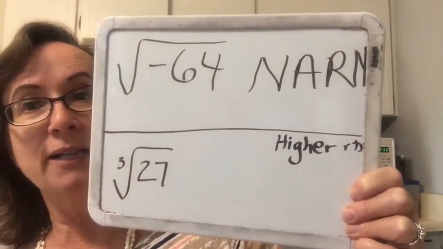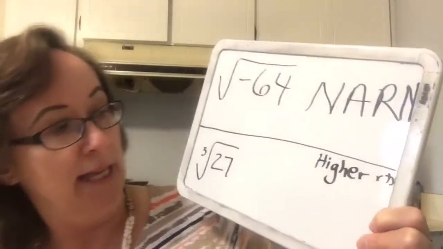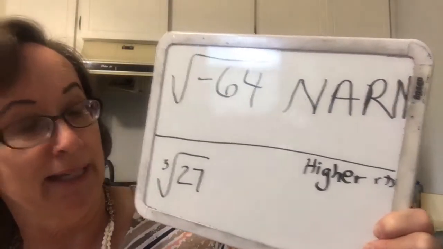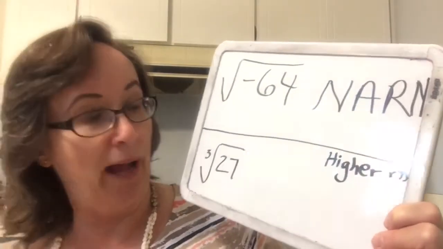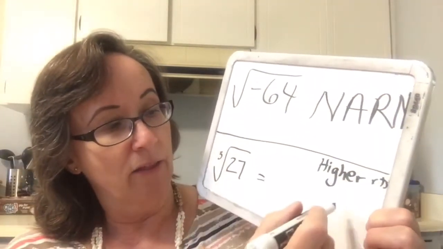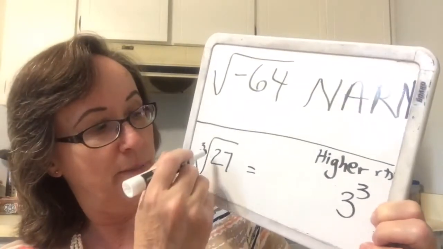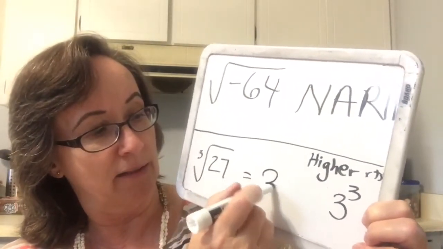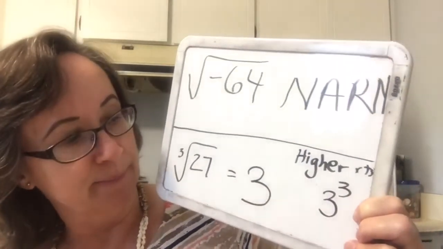So then we move on to higher roots. So now we're talking about higher roots, and the first one we're going to talk about is the cubic root of 27. All right, so I know that 3 cubed is 27. So the cubic root of 27 is 3 because 3 cubed gives me 27.